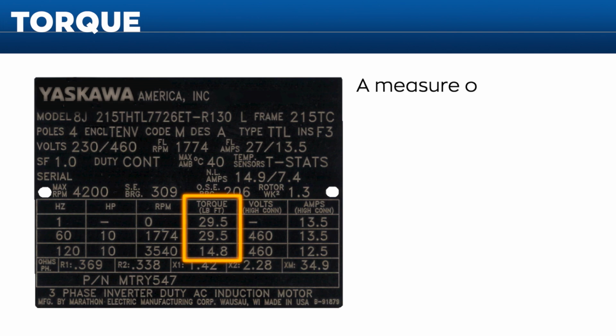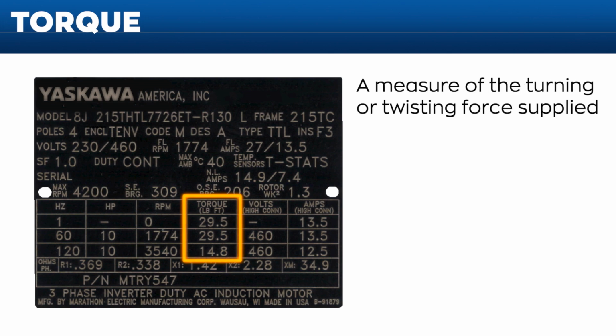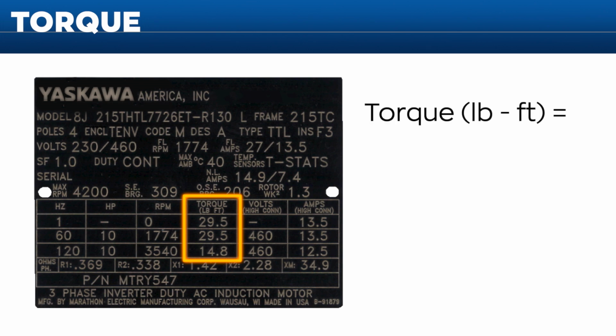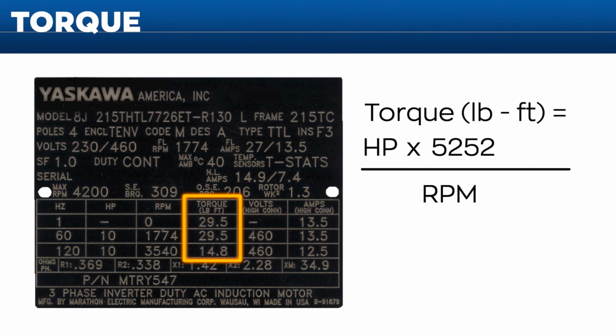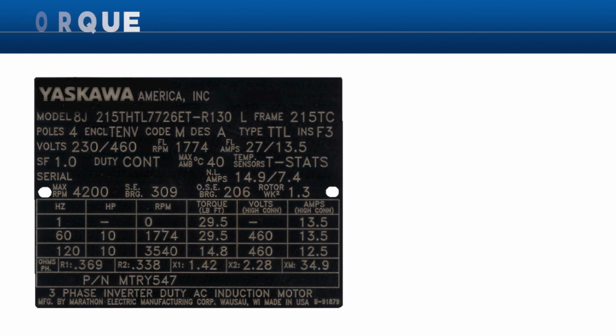Torque is a measure of the turning or twisting force supplied by the motor to the load. To calculate torque in foot-pounds, multiply horsepower times 5,252, which is a constant obtained by dividing 33,000 by 2 pi, and then dividing that number by revolutions per minute, or RPM.